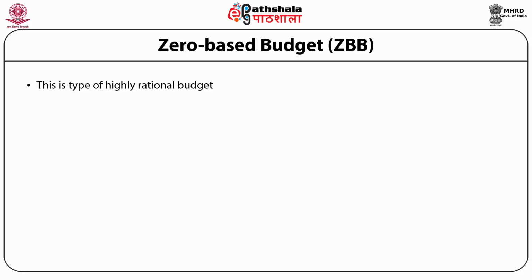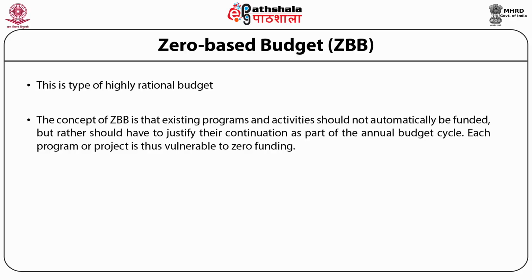Now we will discuss zero budgeting system or zero based budget. The concept of zero based budget is that existing programs and activities should not automatically be funded, but rather should have to justify their continuation as part of the annual budget cycle. Each program or project is thus vulnerable to zero funding.